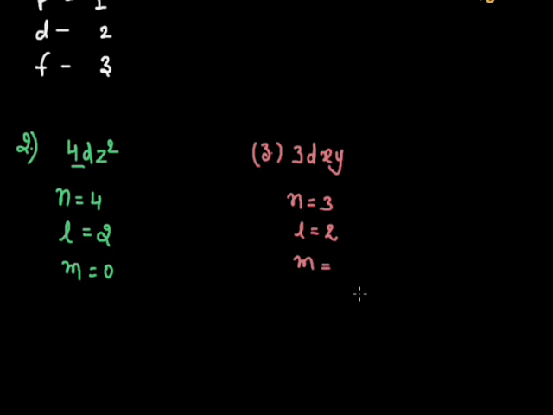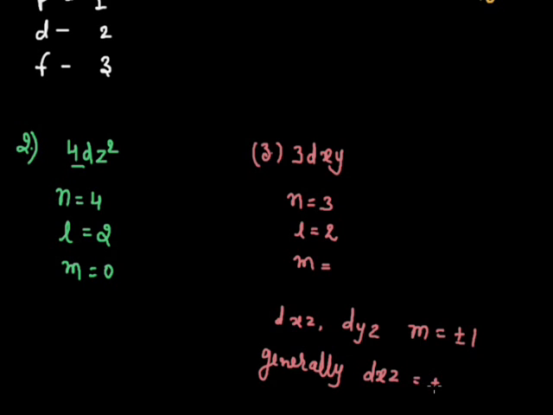Now the value of m. We know that for dxz and dyz, the value of m will be plus minus 1. But generally we consider the m value for dxz to be plus 1, and the m value for dyz to be minus 1. Here in the question we have been given dxy, so the m value for dxy will be minus 2. Remember that the value of m for dxz will be plus 1 and for dyz it will be minus 1.